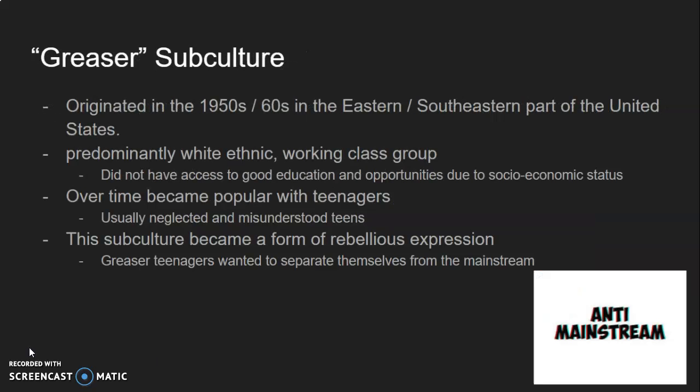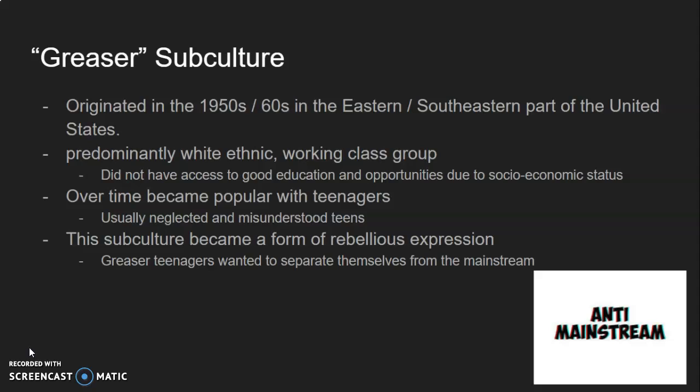The greaser subculture is quite an interesting one in many ways. Number one is because of its longevity, and secondly, because of its impact. So the greaser subculture originated in the 1950s and 1960s in the eastern and southeastern parts of the United States. Now, you have to understand, in the 1950s, the United States was just coming off of World War II. The United States of America in the 1950s and the late 1940s was very, shall we say, very average and very bland. There was sort of conformity. There wasn't a lot of individuality.